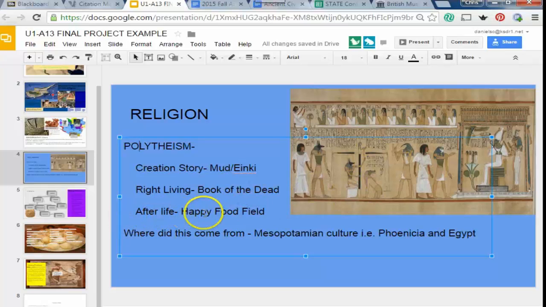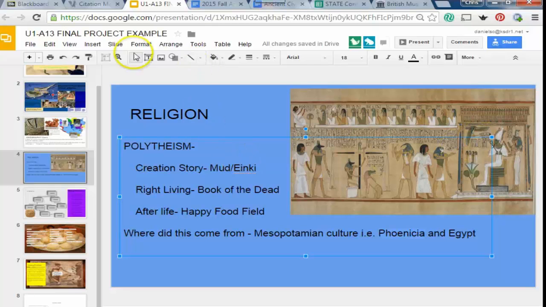And afterlife, they're going to go to the happy food field, because it's much better than going to the dust, dirt, and darkened mud. And where did this come from? Mesopotamian culture, i.e. Phoenicia and Egypt. Okay, so we got our Mesopotamian roots from the Phoenicians and our Egyptian roots from the Egyptians, and I've included a Creative Commons licensed picture of the Book of the Dead.